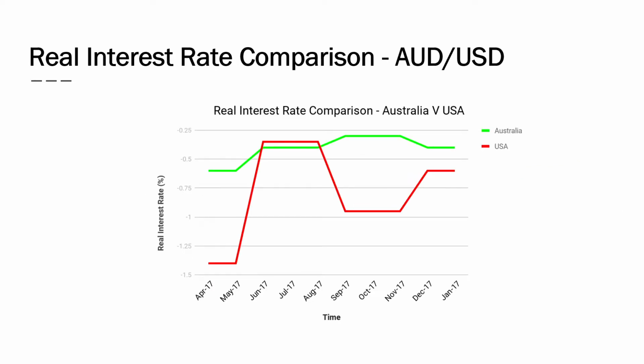Through the use of the Fisher equation, we have calculated the more relevant interest rate for currency speculation, real interest rate, which is nominal interest rate minus inflation rate. As you can see in the graph here, the Australian real interest rate exceeds the US real interest rate. This is due to the US inflation rate being much higher than the Australian inflation rate, causing this difference in real interest rate.